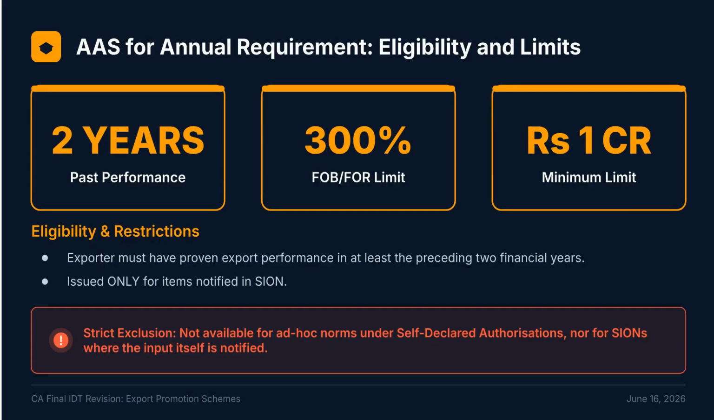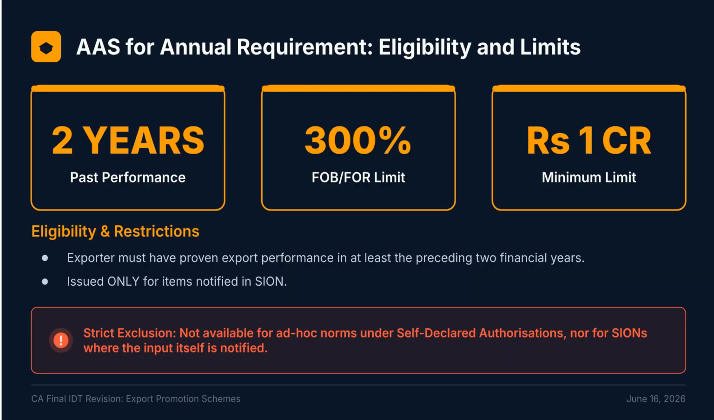Now comes a special version of advance authorization called Advance Authorization for Annual Requirement. This facility is meant for exporters with a proven track record. To qualify, the exporter must have export performance during at least the preceding 2 financial years. Another important restriction is that this scheme is available only for SION-notified items, and not for ad hoc norms or self-declared authorizations. The entitlement limit is highly important for exams.